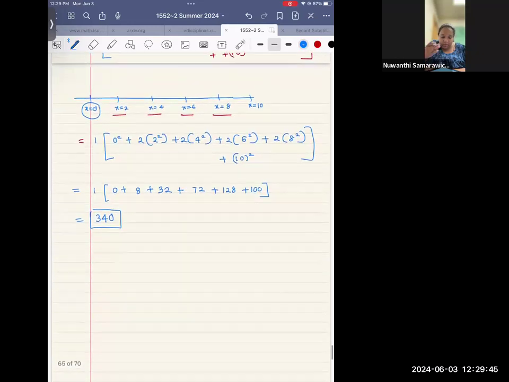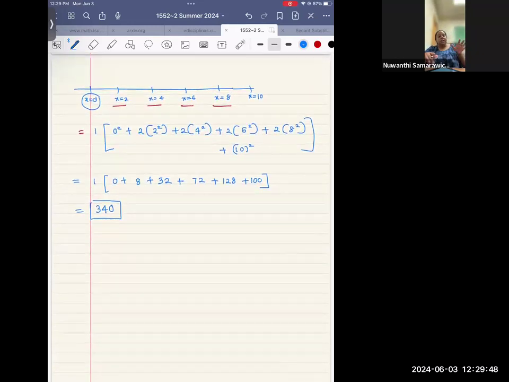I saw many of you got 340, so good. Okay, now let's see what the exact value is. Find the exact value of the integral from 0 to 10 of x squared dx. Can you find what the exact value is? So here I should write a note: this is the approximate area under the curve.